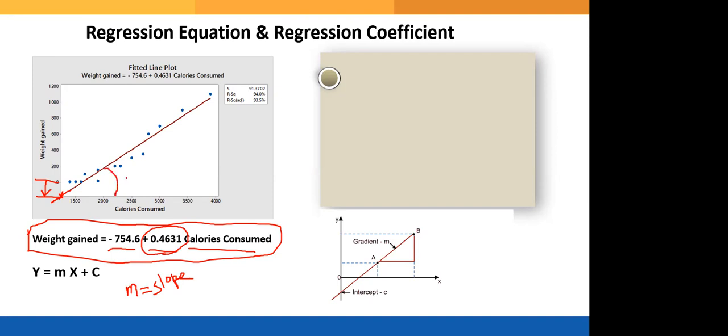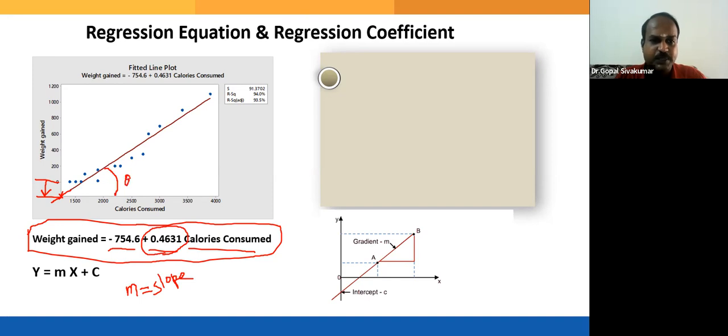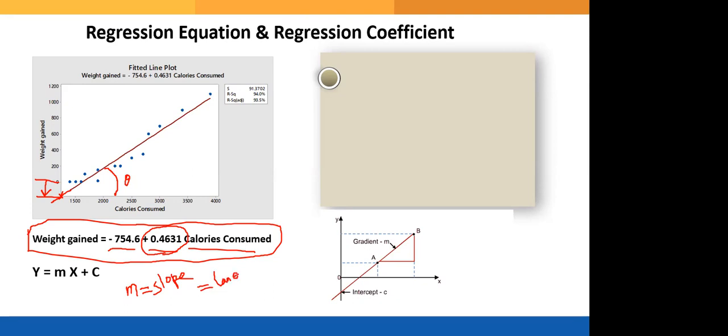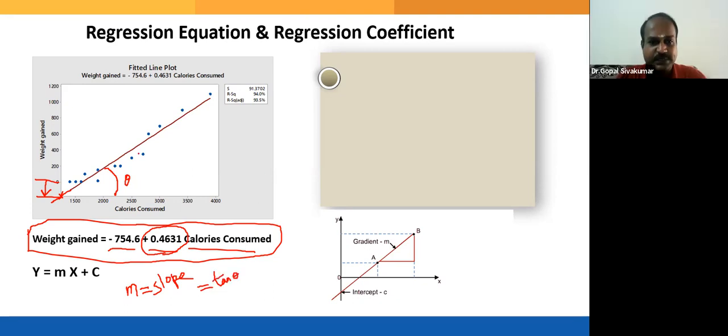This is the angle. Can you use a protractor and measure this angle? Is it possible? Possible or not? Yes, sir. Possible. So measure this angle, find out the tan theta. This is one method. Another method is you draw a horizontal, draw a vertical wherever you want. The length of this vertical line is del y. The length of this horizontal line is del x. Find out the del y and del x.